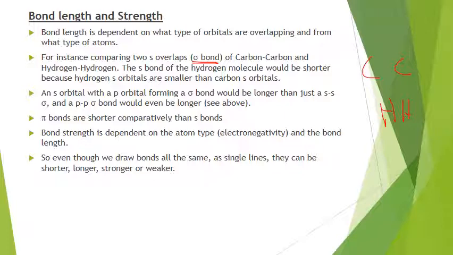An s orbital with a p orbital will be weaker because your nuclei are farther apart and they won't attract. So an ss sigma bond will be stronger than a pp sigma bond because the length between the two protons is further apart.